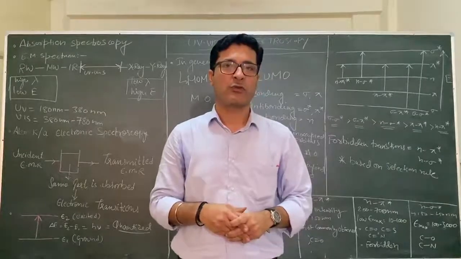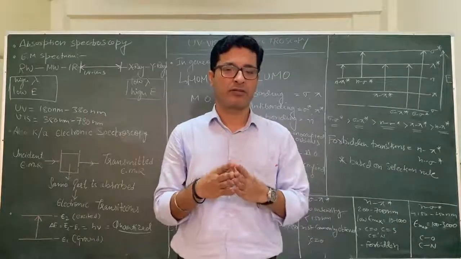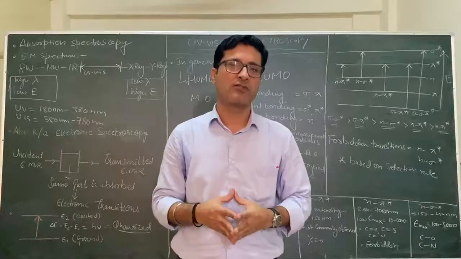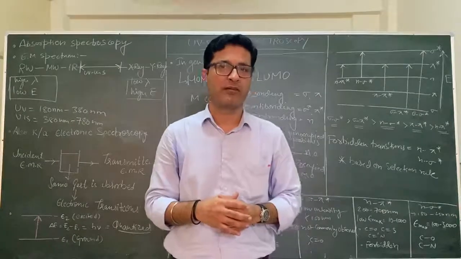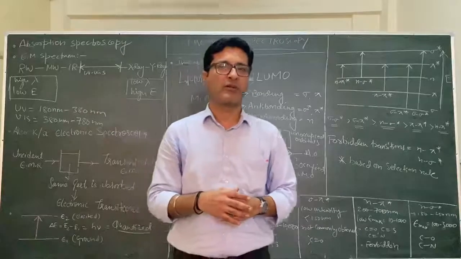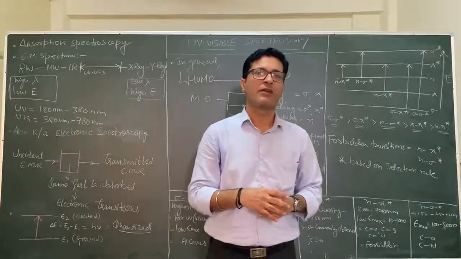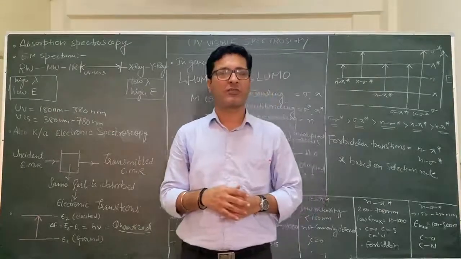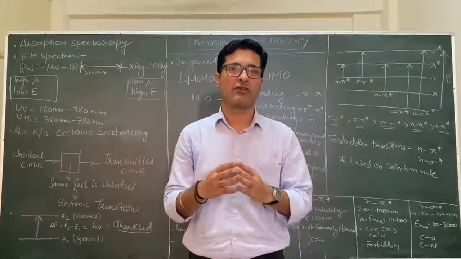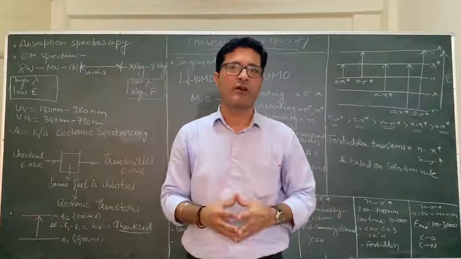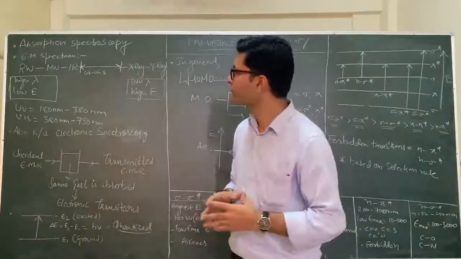UV visible spectroscopy is that particular branch of spectroscopy in which we study the interaction of UV light and visible light with matter, and it is a type of absorption spectroscopy. It is also known as electronic spectroscopy because it involves the transition or excitation of valence shell electrons.